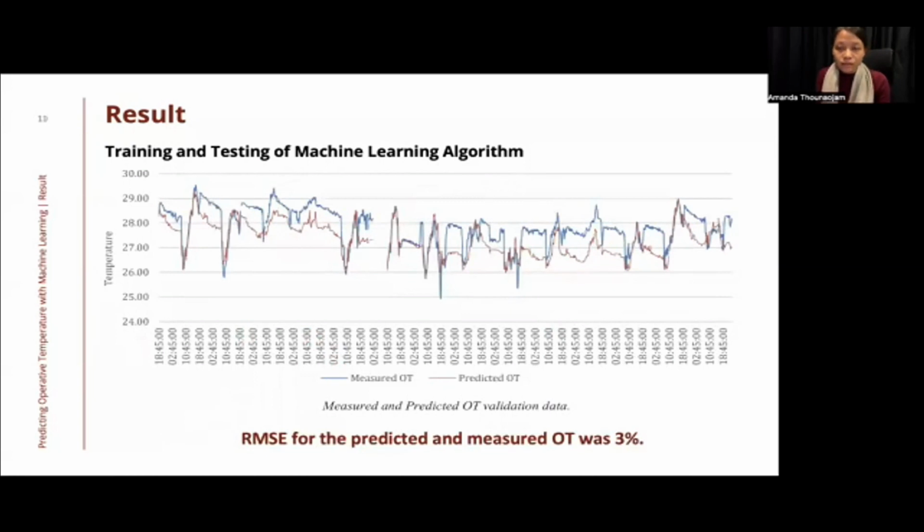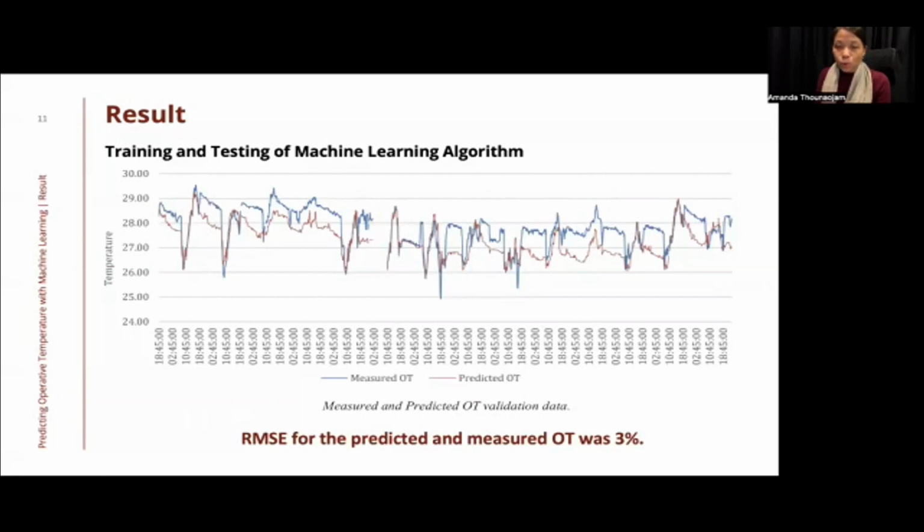In the second step of testing, when the predicted OT values were compared with the one week of measured OT values, the RMSE was found to be 3%. And in this chart, it shows the measured OT and the predicted OT. The maximum OT was measured at around 30 degrees Celsius, and the average OT was measured at 28 degrees Celsius.